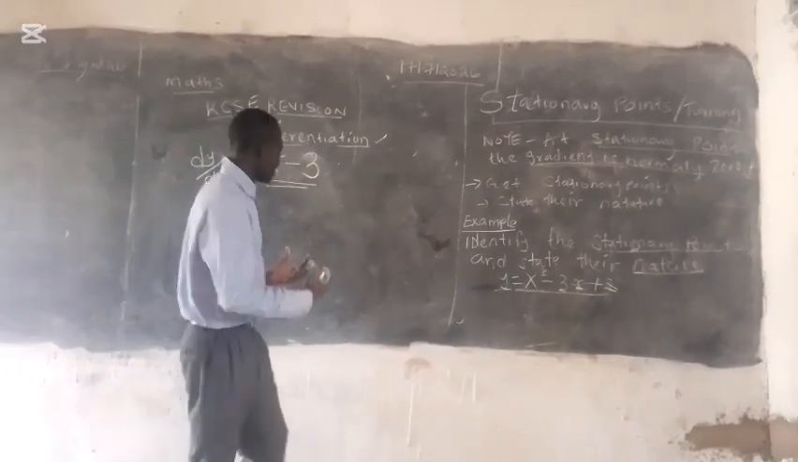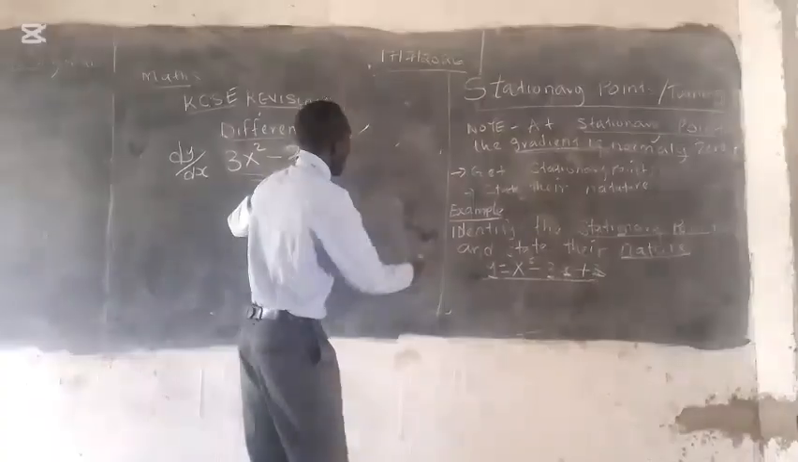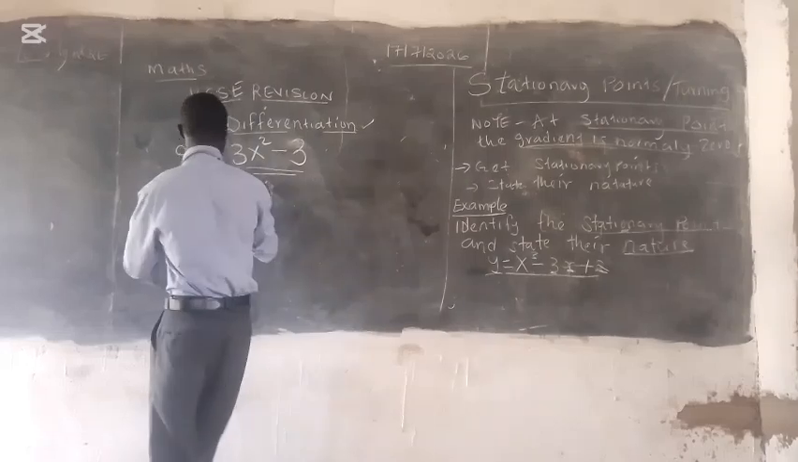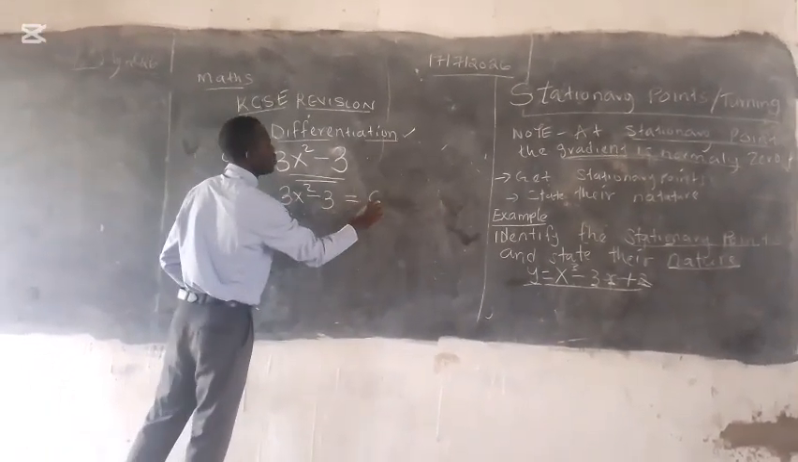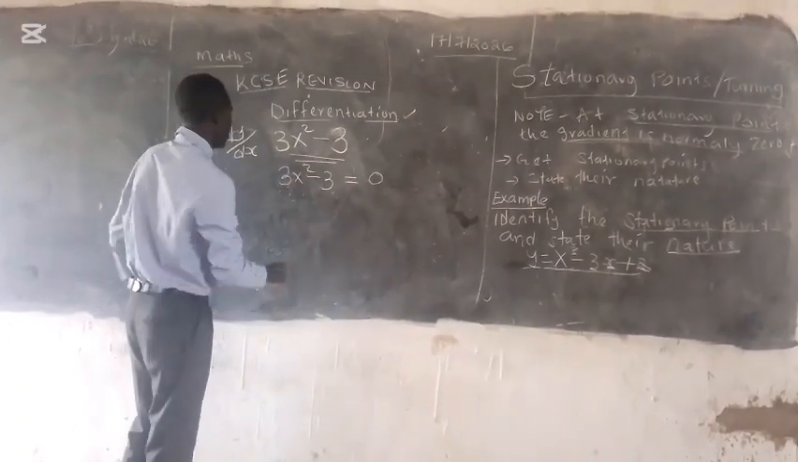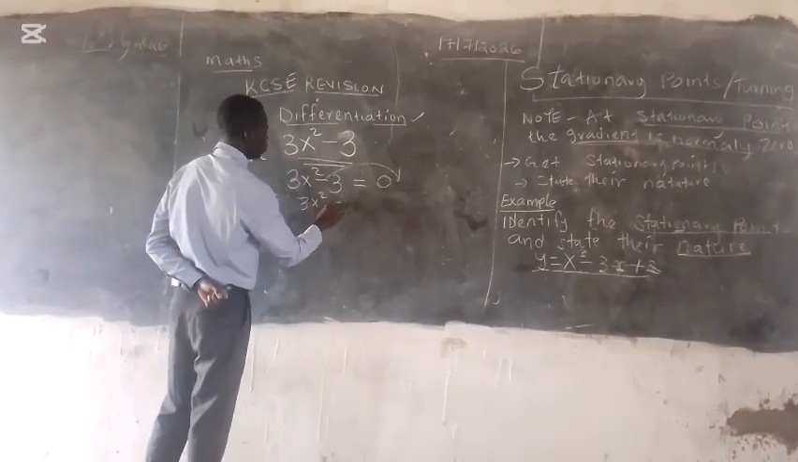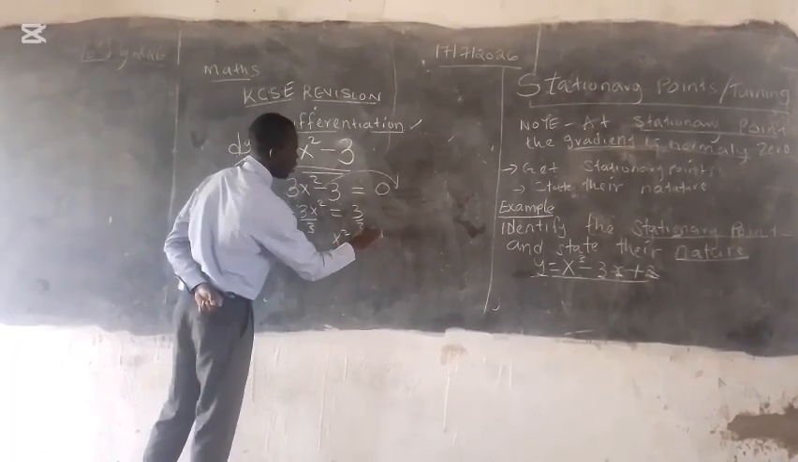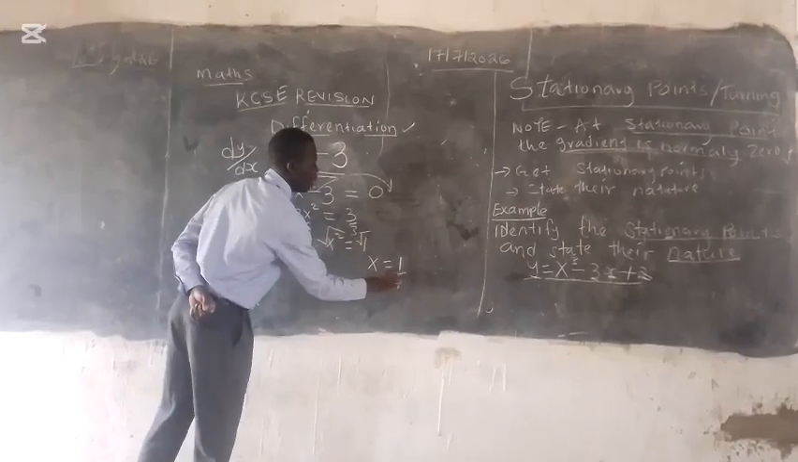We know very well that the gradient function at a stationary point is normally 0. So therefore we go ahead and say 3x squared minus 3 equals 0. At any turning point, at any stationary point, it is 0. And therefore we move this to the other side, and we get 3x squared equal to 3. Divide by 3 over 3. x squared is given by 1. Square root, so x is equal to 1.